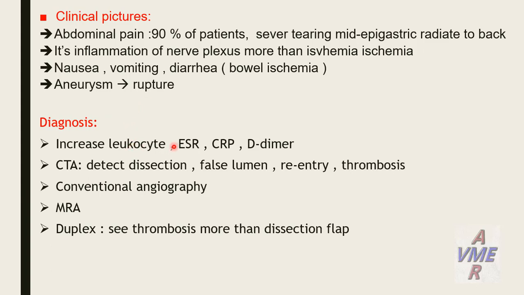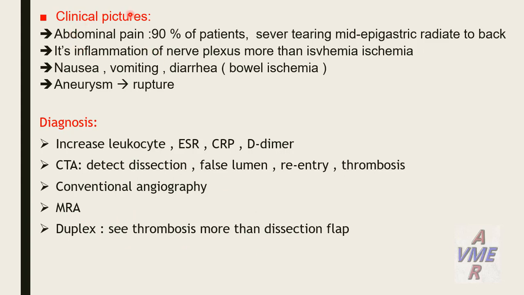Diagnosis: increased leukocytes, CRP, and D-dimer. CT angiography detects dissection, false lumen, re-entry, and thrombosis. Conventional angiography, MRA, and duplex see thrombosis more than the dissection flap.